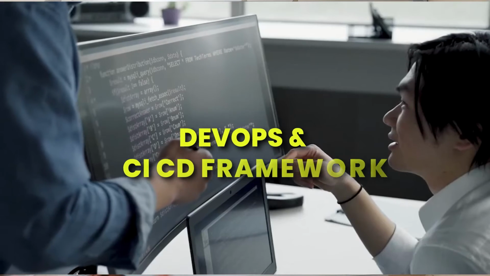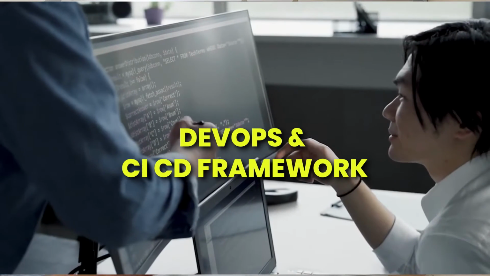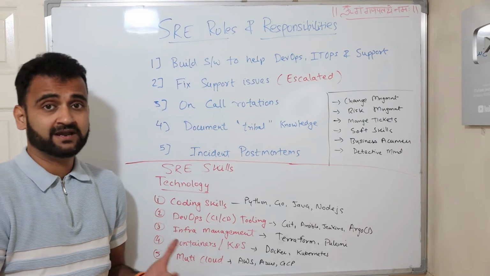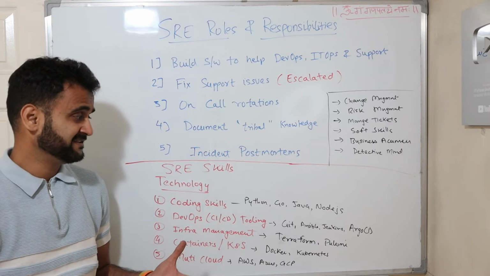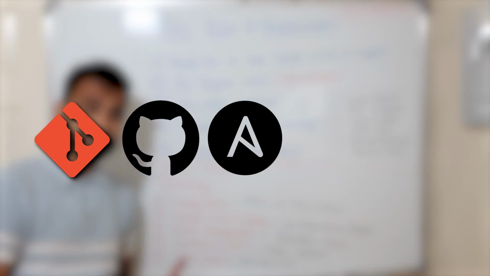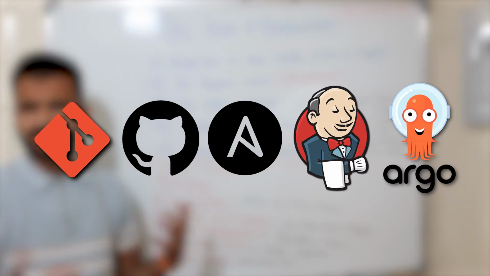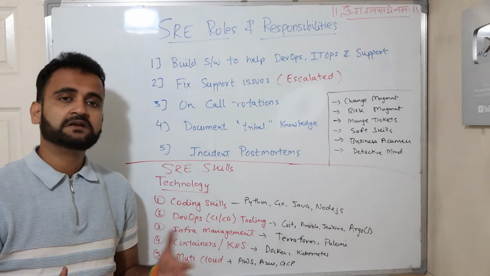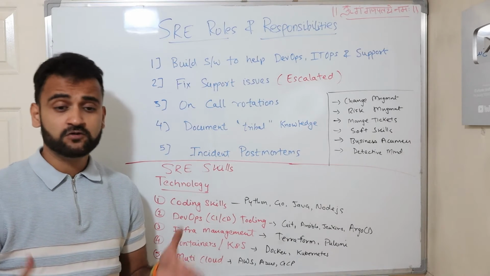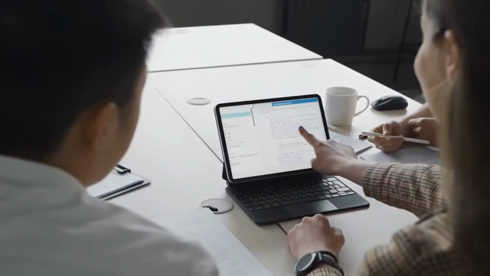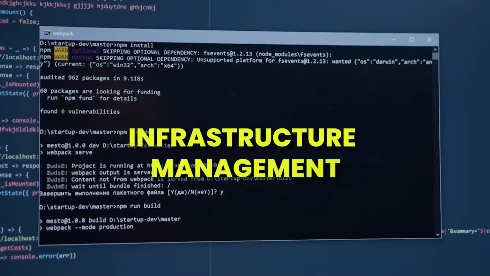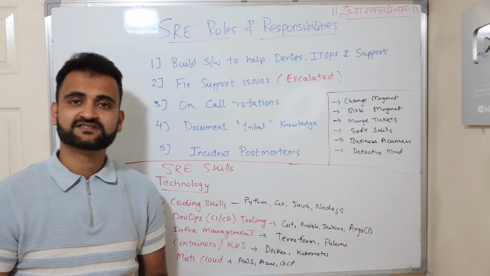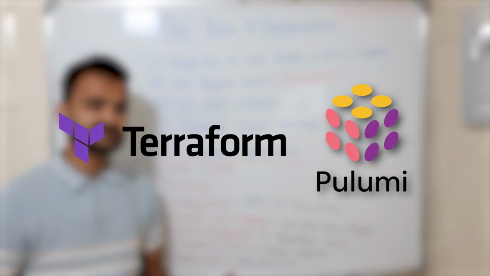You have to understand DevOps and the CI/CD framework as a whole, and also what kind of tooling is required in maintaining DevOps and CI/CD pipelines, like Git, GitHub, Ansible, Jenkins, Argo CD. There are many, but as I said, the SRE role is such an important role that this person needs to know almost everything. If not in depth, then at least have a basic understanding of this tool set. Infrastructure management is one of the very important things. You need to understand how to provision infrastructure using Terraform, Pulumi, all these kinds of tool sets.